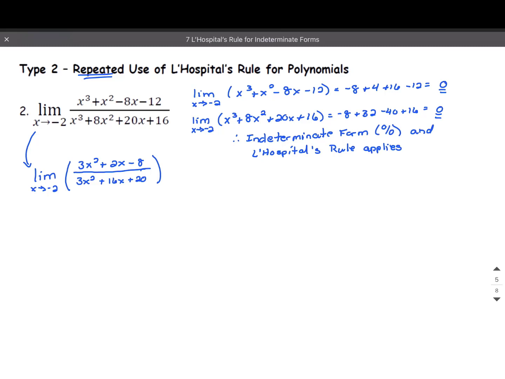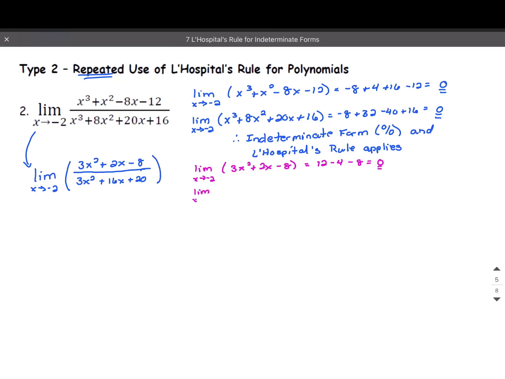Now, let's do this again. The limit as x approaches negative 2 of the top, 3x squared plus 2x minus 8, that's going to be negative 2 squared is 4 times 3 is 12. And 2 times negative 2 is negative 4 and minus 8. So negative 12 plus 12 is 0.